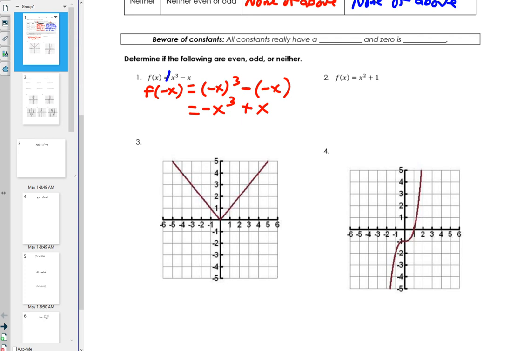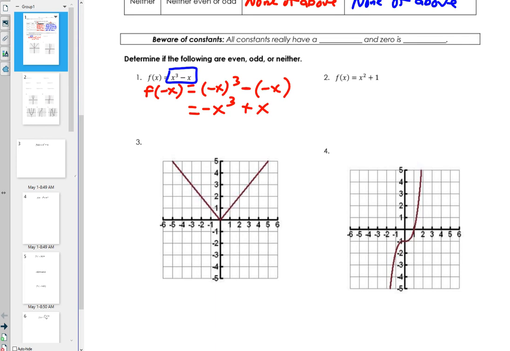If I compare the original function with what I ended up with after changing the signs, how do those compare? We're looking for two possible things. First of all, does it look exactly the same as it did before? No, definitely doesn't look exactly the same. So that means it can't be even.